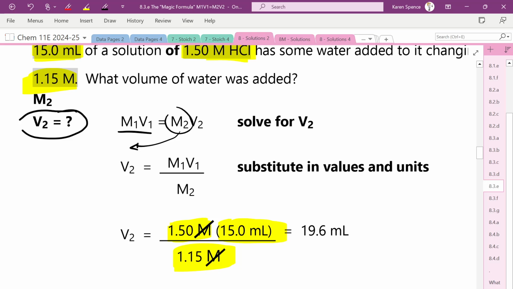Okay? Now, you might say, oh, great, I am done. But what does the question ask us for? Volume added. The volume added. Is this the volume added? No, this is the total volume, yes?